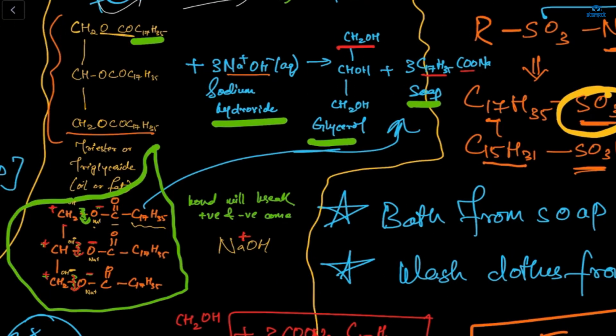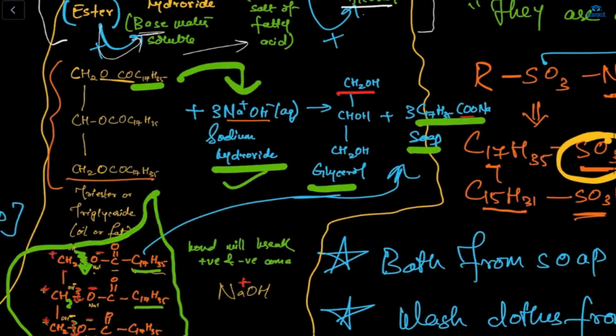So what will happen if I break this ester from the middle with the help of sodium hydroxide? What will we form? We will form CH2OH. There is CH2 everywhere here, so CH2OH will combine and you will get C17H35COONa, which is your soap. If this combines with sodium hydroxide, we will be getting glycerol. This is your glycerol and your soap.